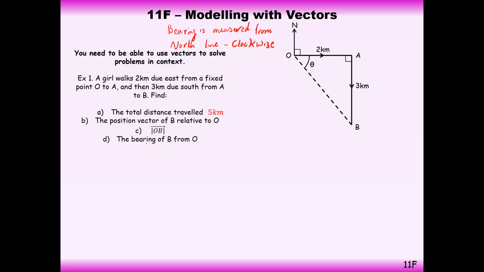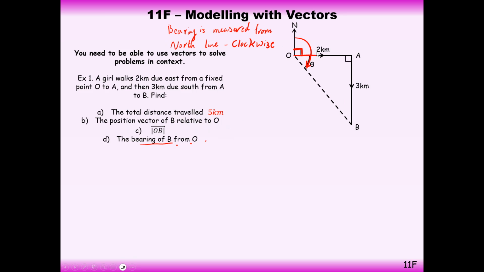So where it says the bearing of B from O, it means figure out what this angle is here. We know there's a right angle there because east is directly at a right angle to the north line. That's why we put the right angle there. And once we figure out this angle theta, we add it to 90 degrees, and that's the answer to the last part.